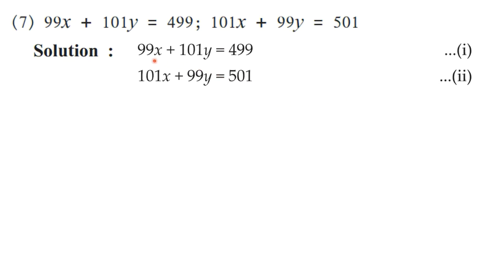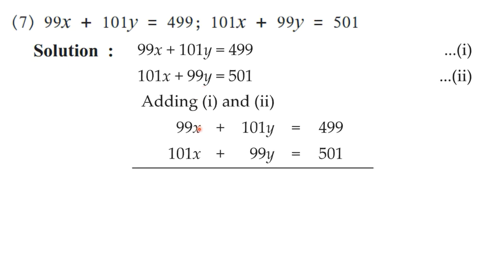99x plus 101y is equal to 499, equation number 1. And 101x plus 99y is equal to 501, equation number 2. Then, as I have said, add, subtract, add. So first of all, we will add these two equations. Write down adding equations 1 and 2. Write them one below another and then write the plus sign, which shows that we are performing the addition operation.